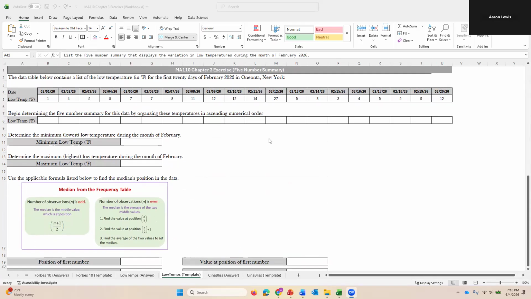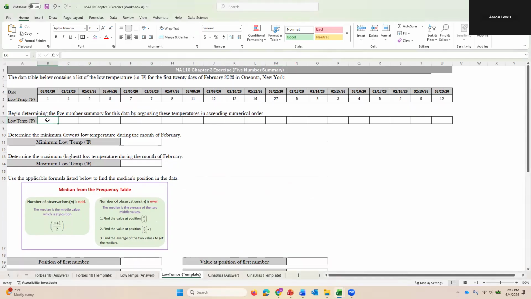Going through, we can start by finding our easy points to find, the min, the max, and with a little work, the median. To do so, it's going to be easier if we put these numbers in numerical order. So again, going through and visually identifying, I can see the lowest temperature of any of these 20 days was the low of 1 that we had on February 1st.